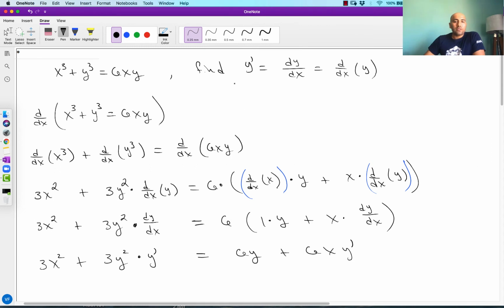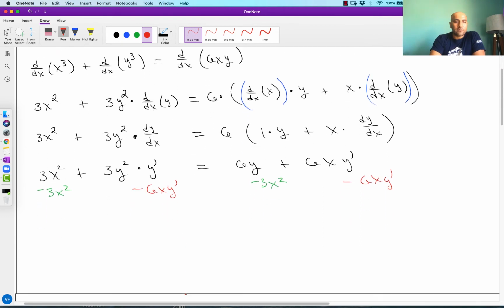Okay, we're almost there. But remember, our goal was to solve for y prime. And, well, we have y prime there and y prime there. So now we just have to do a little bit of algebra work to solve for y prime. Okay, so I'm going to move all the terms that don't have a y prime to the right side. So I'm going to subtract 3x squared from this side. And I'm going to subtract minus 3x squared from this side. And then I'm going to move all the terms that do have a y prime over to the left side. So I'm going to subtract 6xy prime on this side.